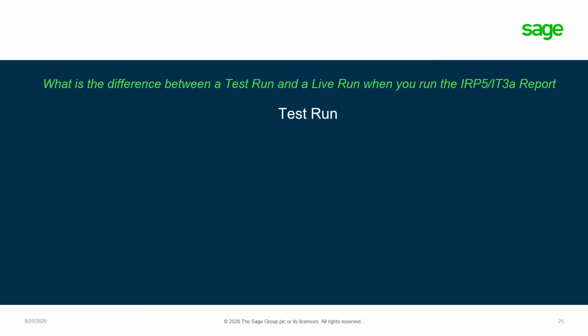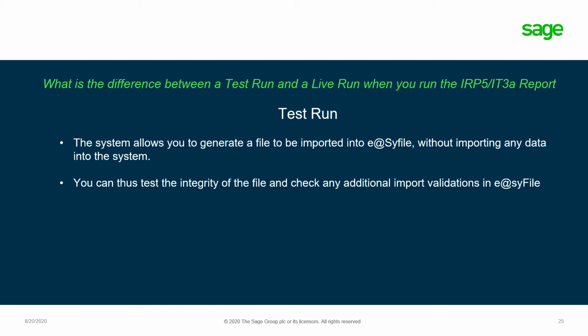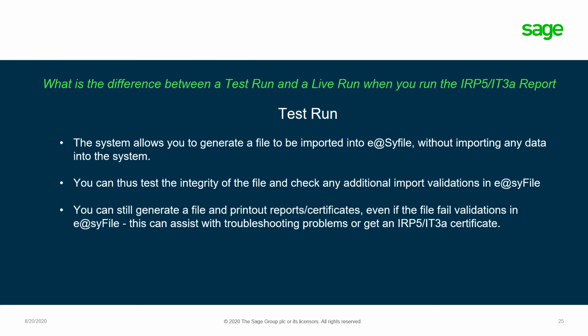What is the difference between a test run and live run when you run the RP5 IT3 report? The test run: the system allows you to generate a file to be imported into EasyFile without importing any data into the system. You can thus test the integrity of the file and check any additional import validations in EasyFile. You can still generate a file and print out reports or certificates even if the file failed validations in EasyFile. This can assist with troubleshooting problems or getting an RP5 IT3A certificate. You can create multiple test runs.